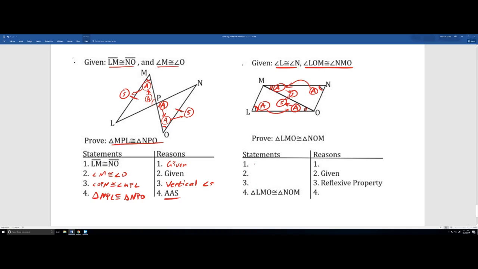All right, so again, angle, angle, side. Let's start off with the proof. They tell us that L is congruent to N. That was given. Then they gave us these angles. Angle LOM, which is congruent to angle NMO. Sorry, that's the worst NMO ever. And then the reflexive property. Hey, look at that. So MO is congruent to itself, by the reflexive property. And then finally, these two triangles are congruent because of, again, the angle, angle, side triangle congruency theorem.